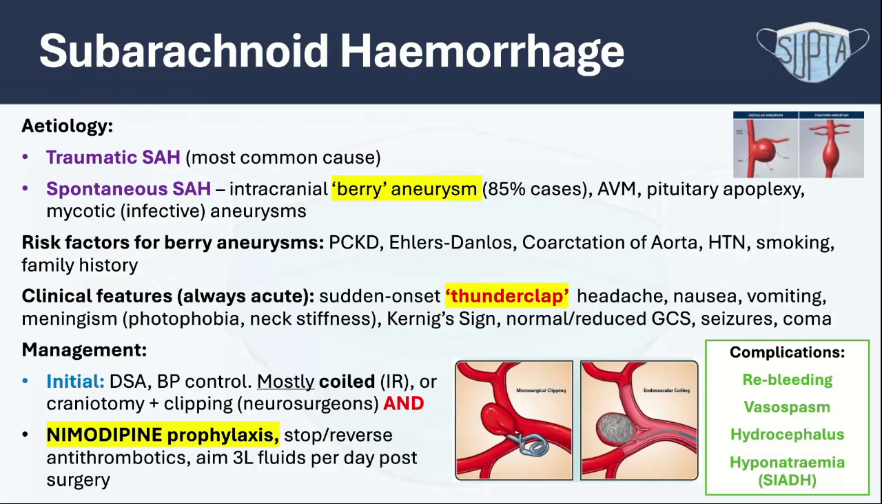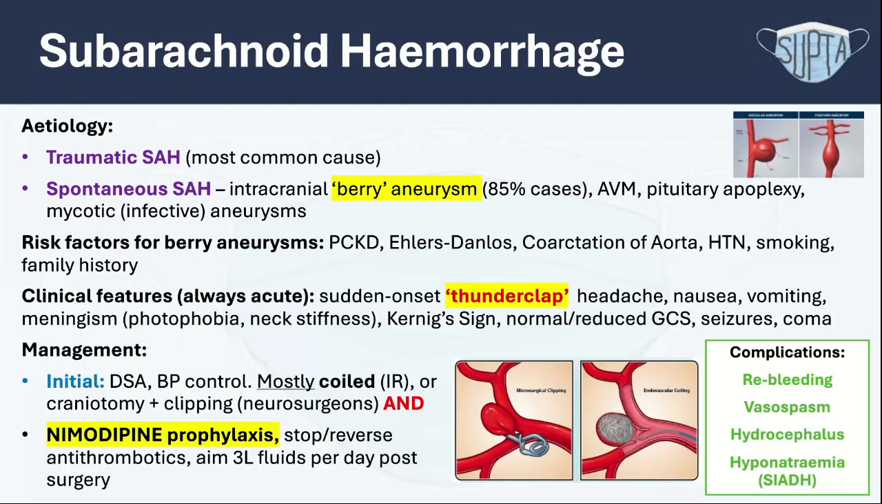So saccular means it's a rounded outpouching like a sac from one side of the artery wall, in contrast to a fusiform aneurysm where the vessel dilates more circumferentially, around the segment. These aneurysms often arise at arterial branch points in the circle of Willis, and that's an important point to know because these sites are exposed to hemodynamic stress.